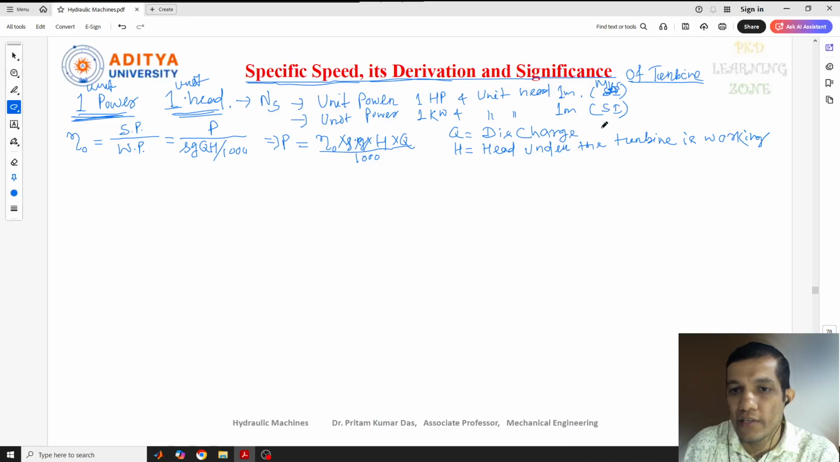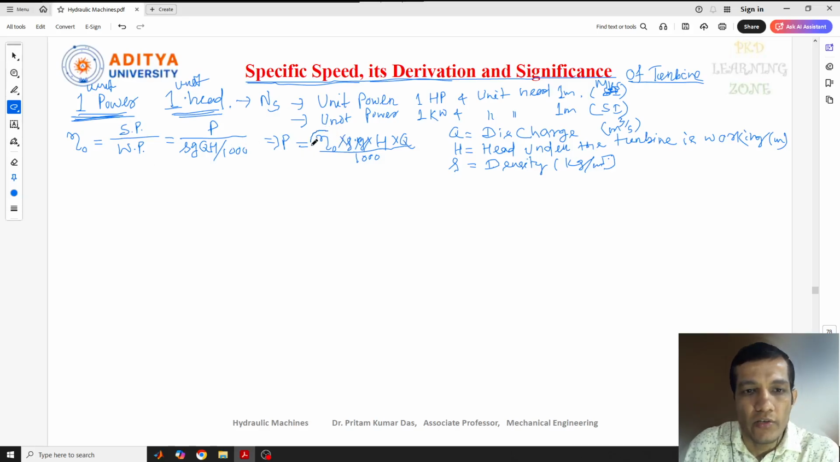So this is discharge, the unit is meter cube per second, and here head we can write in meters, and rho is the density. These basic things we know. The unit of density is kg per meter cube, and G is the gravity, H is the head, and eta is the overall efficiency.